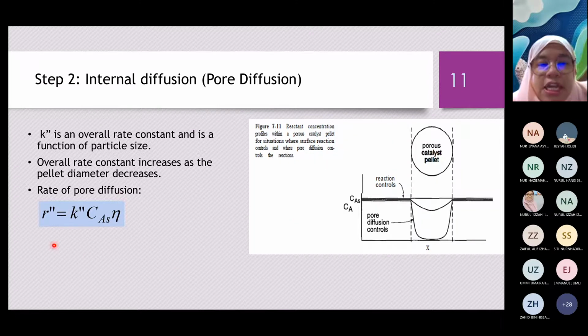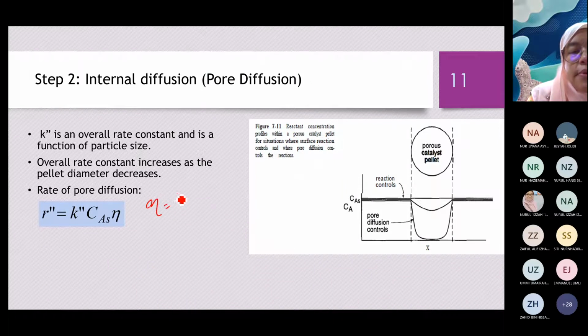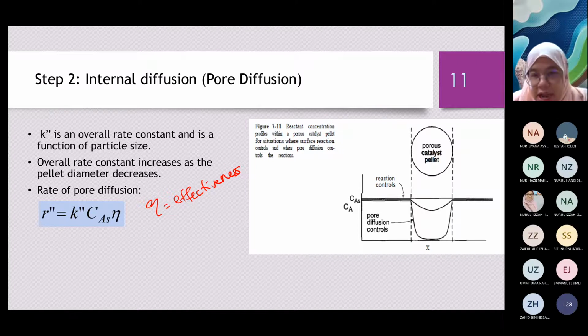The rate of pore diffusion can be written as R prime equals K prime CAS. Again, CAS we need to write in terms of bulk concentration. So you need to insert it as in the previous equation, and then we multiply it by the effectiveness factor. So this is the effectiveness, or effectivity. But we rarely use this equation. Why? For this part, in this subject, internal diffusion or pore diffusion, you just need to know the theory on how pore diffusion occurs, not the calculation.